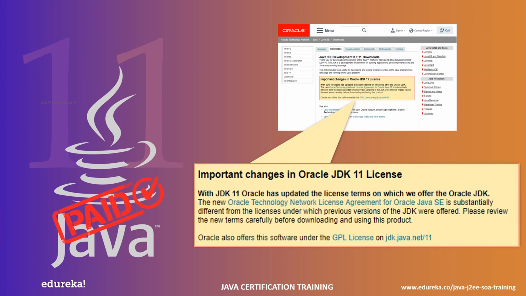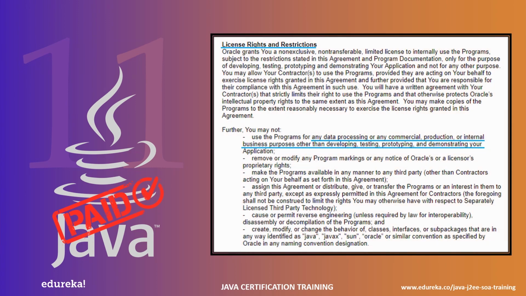But if you look carefully here, they have mentioned in a highlighted box the important changes in the Oracle JDK 11 license. Now, if you click on this link, it will take you to the license and agreement page of Oracle, where if you scroll down to the license rights and restrictions section, you will see that they have mentioned it quite clearly that you may not use the program for any data processing or any commercial production or internal business purposes other than developing, testing, prototyping, and demonstrating your application. Well, this point pretty much concludes the entire license agreement.